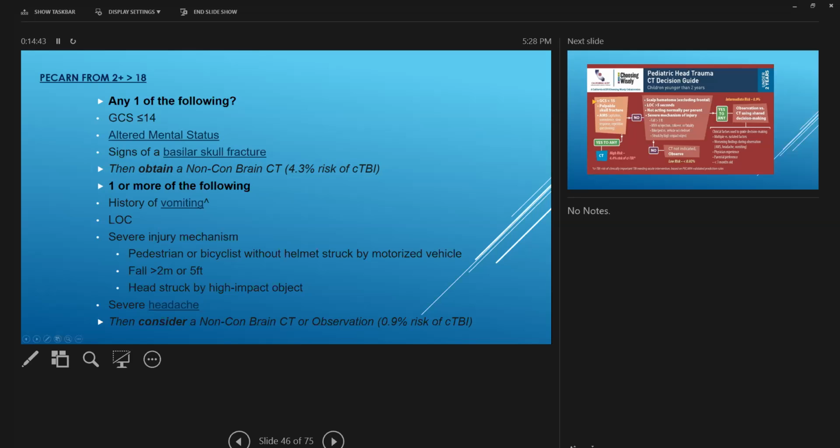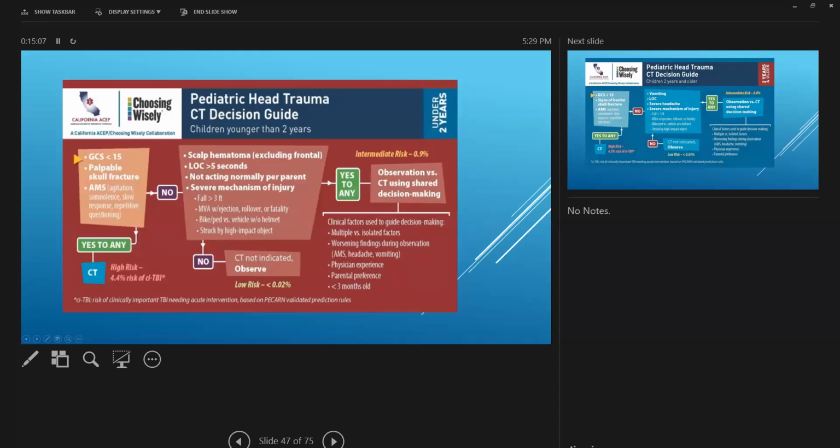Any one of the following, so GCS again, equal to or less than 14, altered mental status, signs of basilar skull fracture, then we obtain the CT. 1 or more of the following, so vomiting. See, vomiting wasn't in the last one. Loss of consciousness, severe mechanism, severe headache, then we will consider or we can observe. So those are really nice criteria to kind of have down.